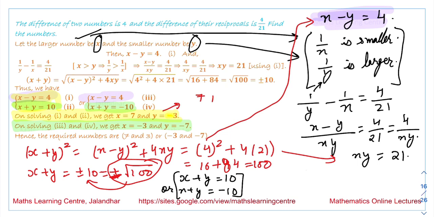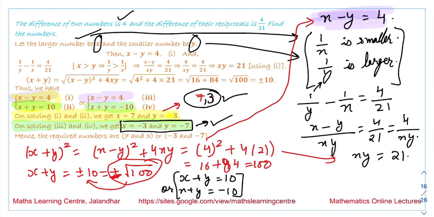So the values that we get from this are x is equal to 7 and y is equal to 3. These two numbers satisfy these conditions. And second, x is equal to minus 3 and y is equal to minus 7 will also satisfy this condition. Both these numbers satisfy these conditions.